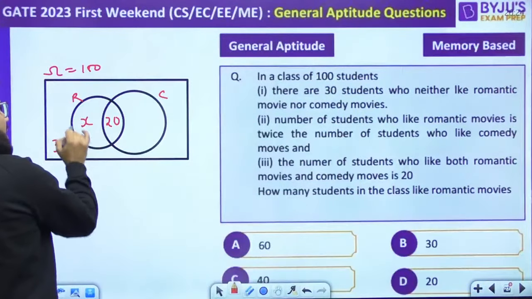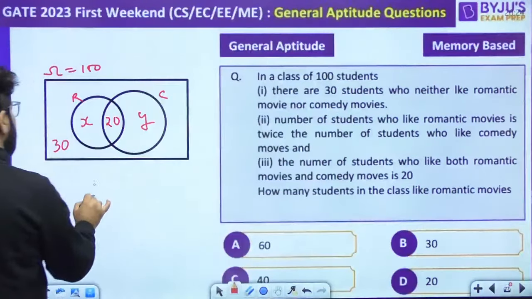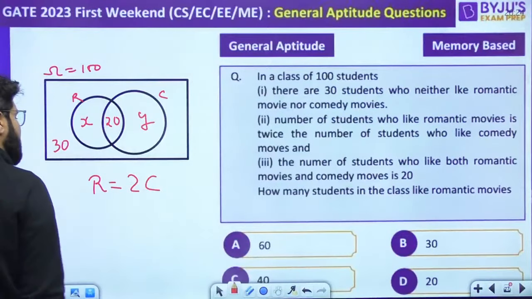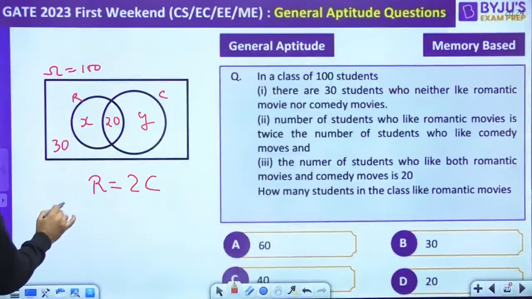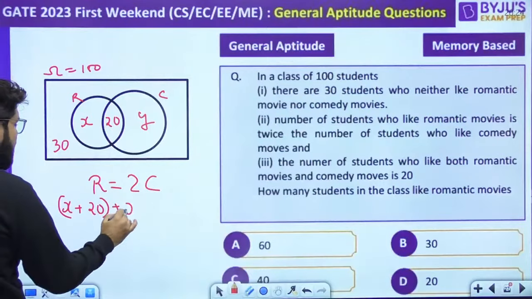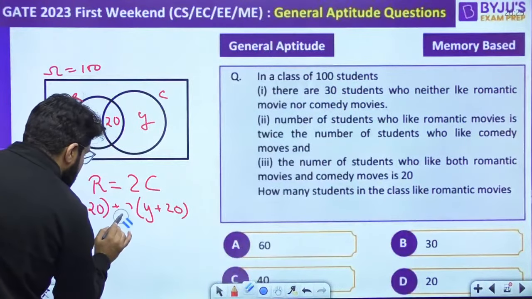So let's say only romantic is X and only comedy is Y. What is given? The number of students who like romantic movie is twice the number of students who like the comedy movie. Now, what is the actual number of students liking the romantic movie? That is X plus 20, only romantic plus common. Similarly, comedy is Y plus 20. And this is equal to twice.